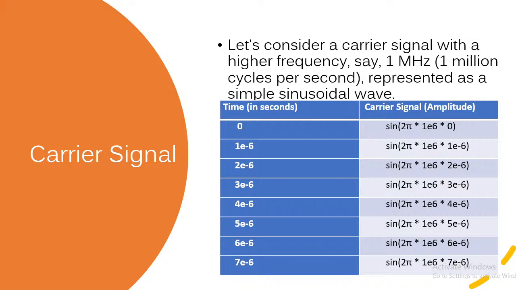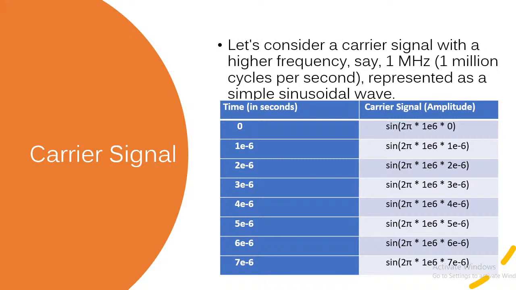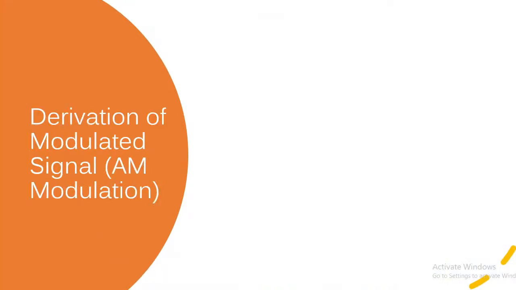Then this is the carrier signal, which is being modulated or changed by the baseband signal. Sampling is at 1 megahertz, or 1 million cycles per second. The time is given as 0, then in steps of 1 into e to the power minus 6. So 1 megahertz, so we take 1 into e to the power minus 6 as the time step. The carrier signal will be sine 2 pi, then frequency, then time, which will be 1 into e to the power minus 6, 2 into e to the power minus 6, up to 7 into e to the power minus 6. So these two are given.